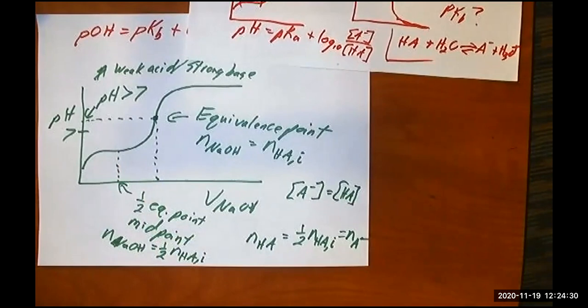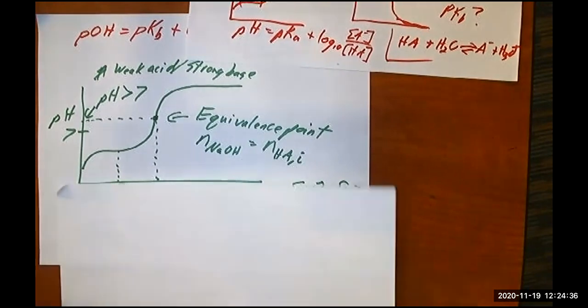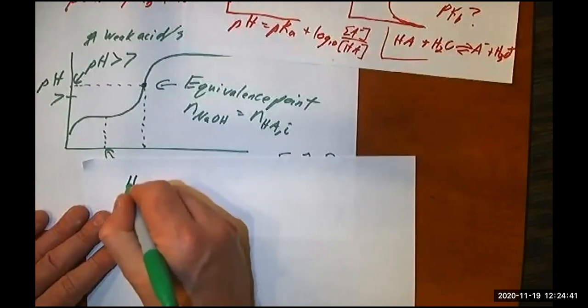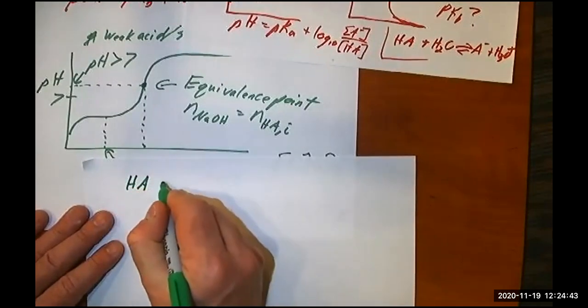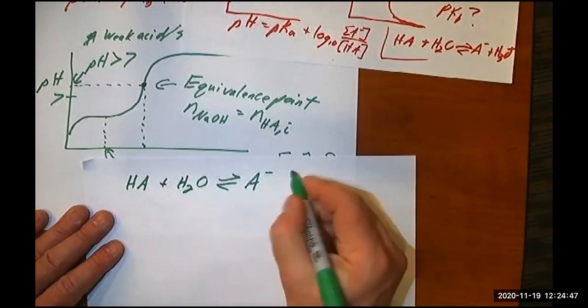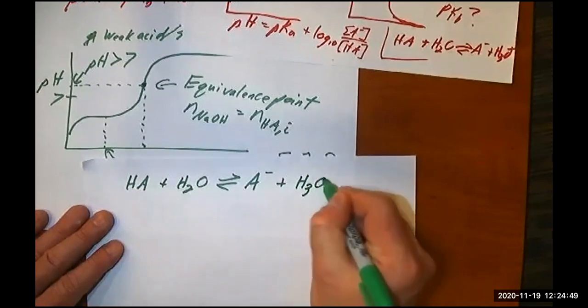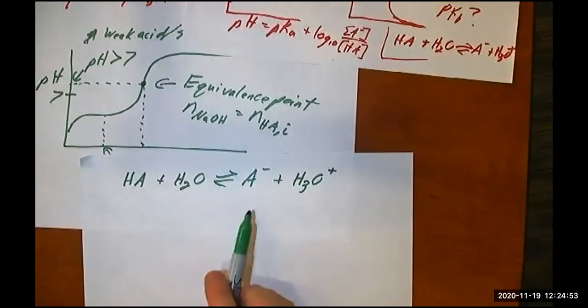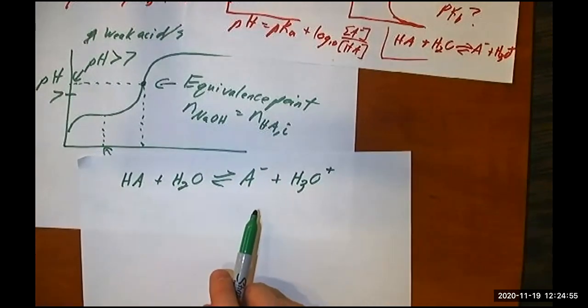So the question here: does that assume a 1-to-1 stoichiometric ratio? Well, if we think about the standard acid reaction, HA plus H2O in equilibrium with A minus plus H3O plus, this stoichiometric ratio is always 1-to-1.